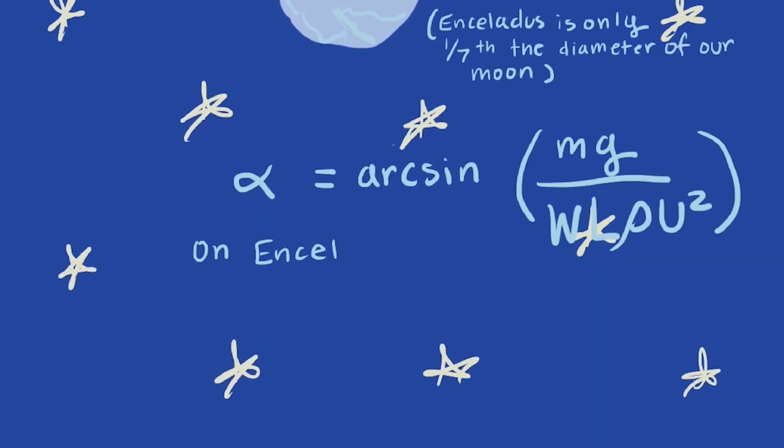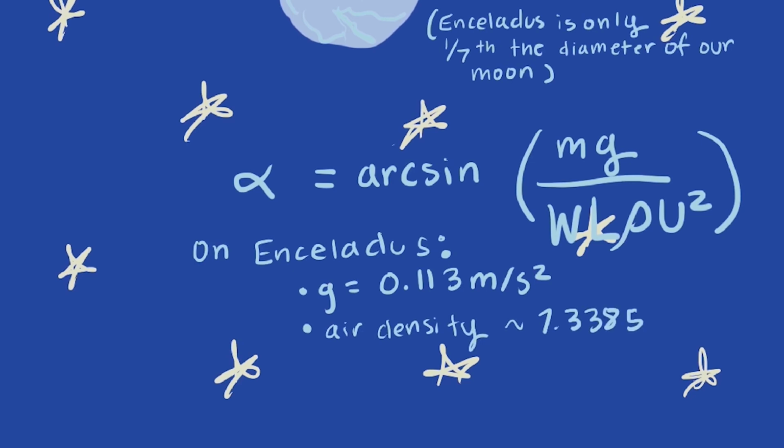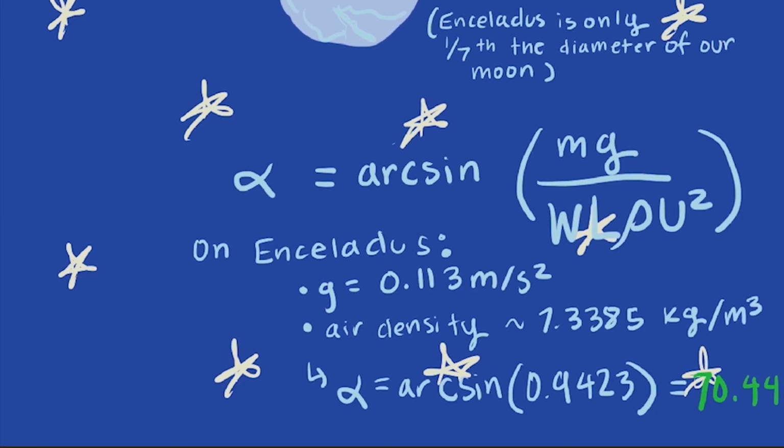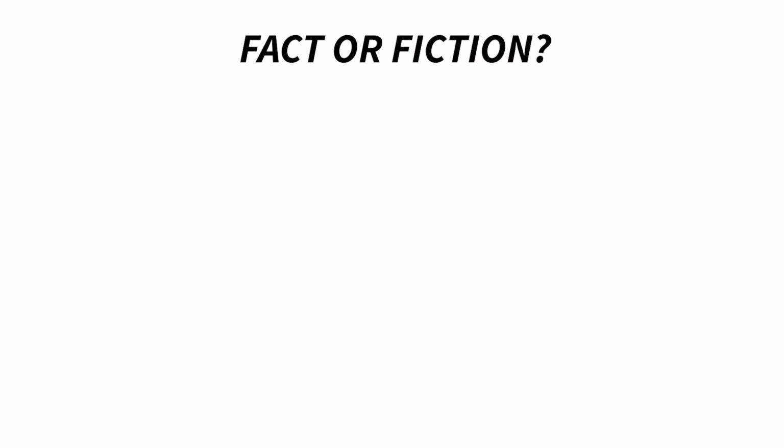To go even farther, we looked at one of Saturn's moons, Enceladus, with an atmosphere consisting of water vapor and a diameter 1/7 that of our moon. We discovered that it is plausible for Buzz and Woody to fall with style, with an angle of attack of about 70 degrees. Tune in next century for Fact or Fiction.